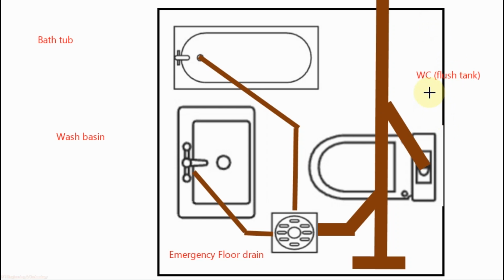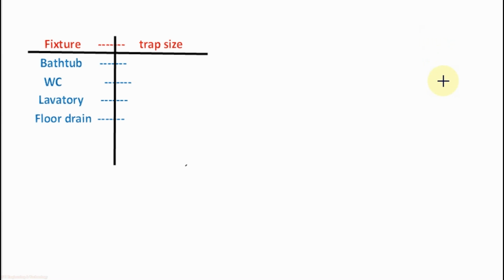Each toilet has one WC with flush tank, one bathtub, one wash basin and one emergency floor drain that is used for cleaning purpose of the toilet. For designing the drainage pipe size, first we will make the list of all the fixtures in the toilet. Then we will select the trap size for these fixtures from International Plumbing Code.